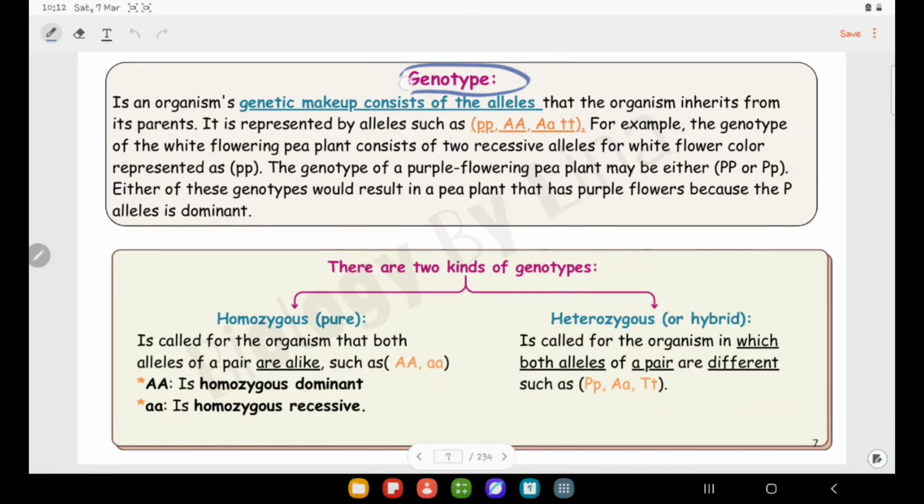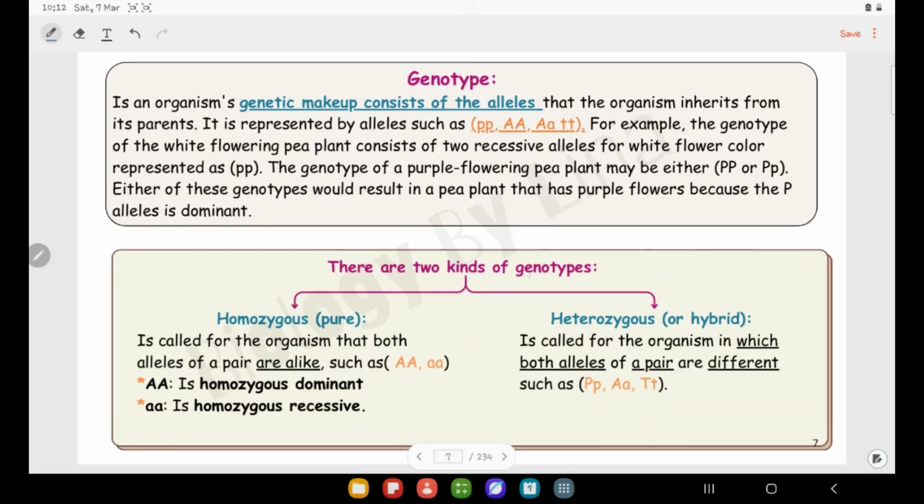Now, what do we mean by genotype and phenotype? The genotype is the genetic makeup of the organism, and we represent it by letters, and it consists of the alleles. And we know that each letter represents an allele. For example, P small, A capital, A capital, A capital, A small, all of these are letters. So all the letters represent the genotype of the organism, which is the genetic makeup of the organism. For example, when I want to write for purple flower, I say P capital P capital or P capital P small. But for the white flower, it's P small, P small. This is the genotype of the organism.